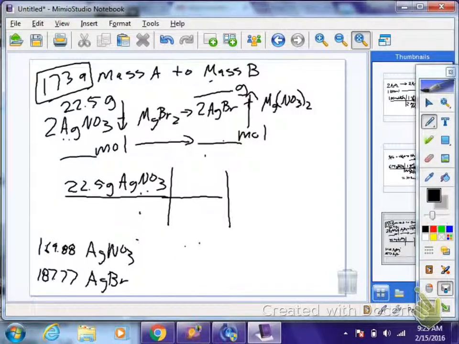Now down here, I put the weights. So can you guys see those? 169.88 grams of AgNO3 would be how many grams are in a mole? And this is 187.77 grams of AgBr. Go ahead and do the first step and see if you do it right.